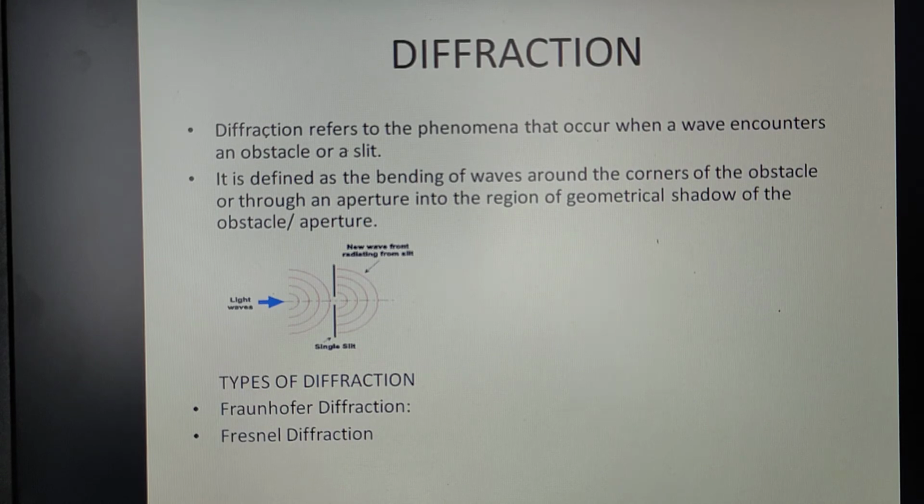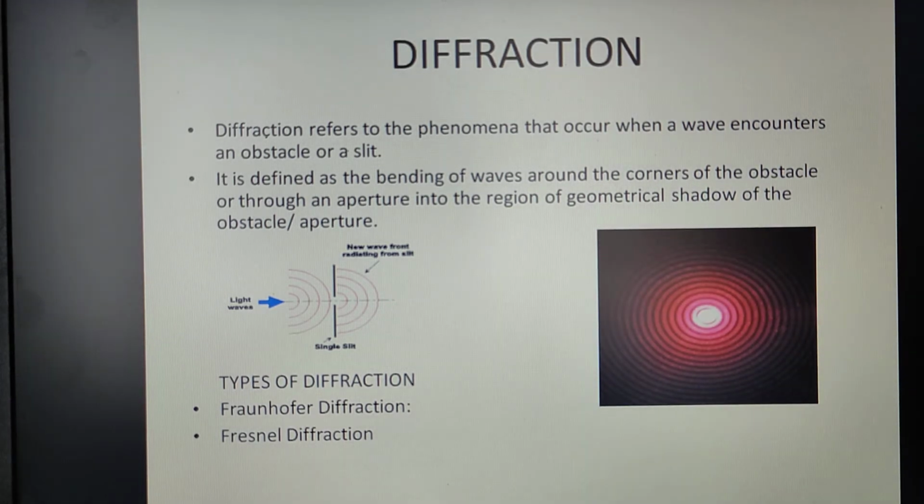As you can see from this diagram, this is the light wave. That light wave is going to move across this aperture. This is a slit. The light is going to squeeze itself through the aperture, but as it moves outward away from the aperture, it tends to increase in size. The new wave radiating from the slit, why radiating? Because there is only a small space given for the light to move, but the moment it exits from that slit, it tends to radiate out.